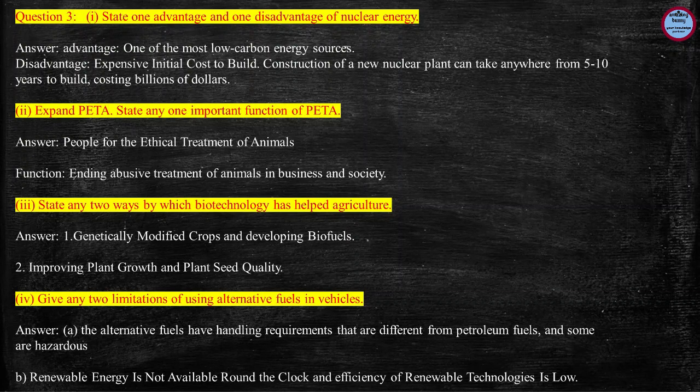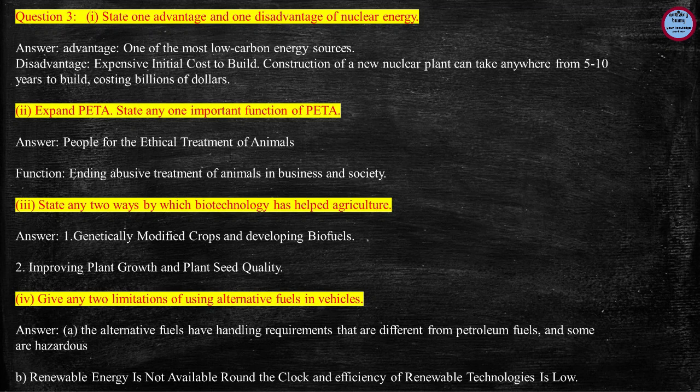Next question, number 3. State 1 advantage and 1 disadvantage of nuclear energy. Advantage of nuclear energy is it is one of the most low carbon energy sources, and the disadvantage is nuclear energy is expensive because it has a very expensive initial cost to build. Construction of a new nuclear plant can take anywhere from 5 to 10 years to build, costing billions of dollars. So this is the disadvantage of nuclear energy.